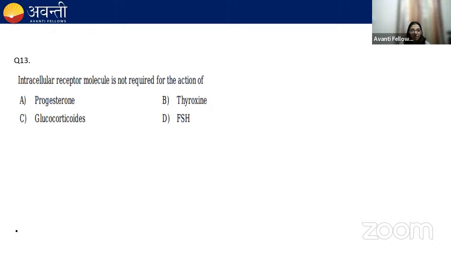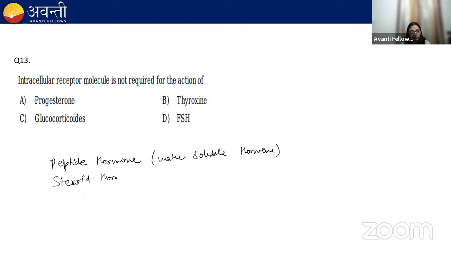Intracellular receptor molecule is not required for the action of: A, progesterone, B, thyroxine, C, glucocorticoid, and D, FSH. We know that there are two types of hormone. The peptide hormones, and these are water-soluble hormones. And the steroid hormones, they have intracellular receptors.